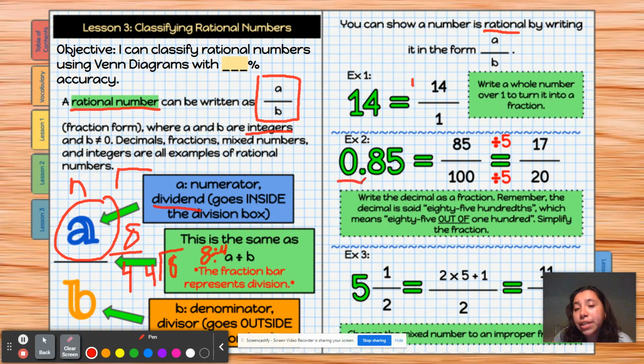And let's say we have a crazy decimal like 0.85, right? Well, if you remember from your place value, this is something that you should know, right?